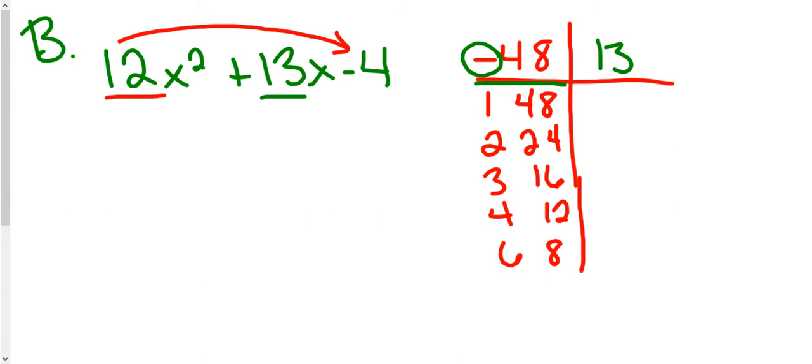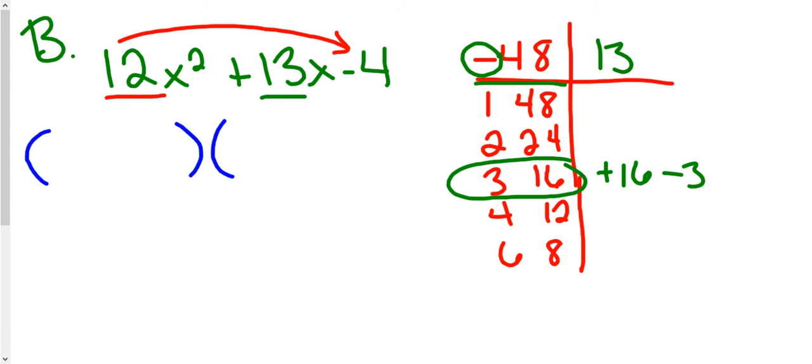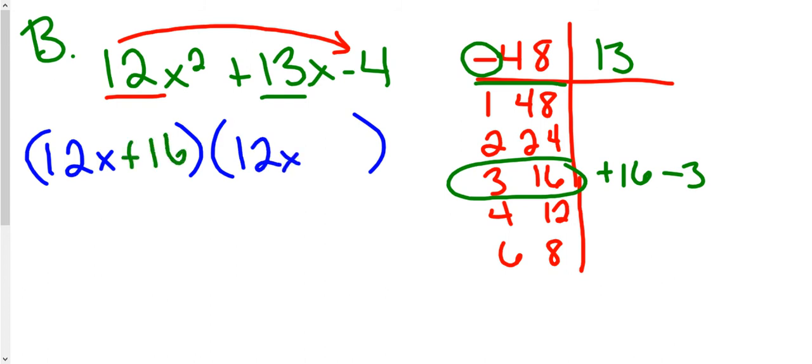So 1 and 48 are only 47 spaces apart, 2 and 24 are 22 spaces apart, 3 and 16 are 13 spaces apart. And if I want them to combine to a positive 13, I need a positive 16 and a negative 3. So those are the numbers that are going to go inside my factors. And again, my factors have that extra step. Instead of just putting x in both sets, I'll do ax, which in this case is 12x, and then those two numbers that I found, positive 16 and negative 3.